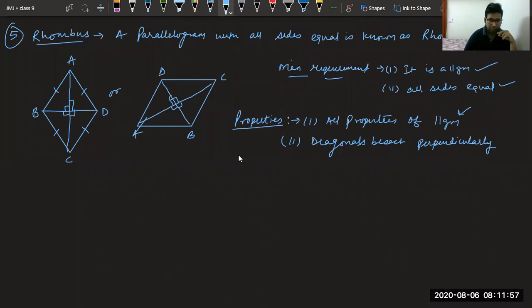Apart from these properties of parallelogram, is there any other property that you want to discuss? I guess all are done. Now Abhishek came with his own name.